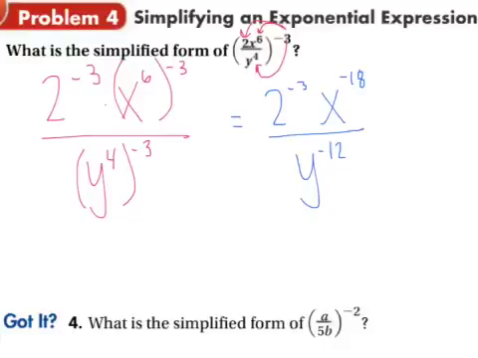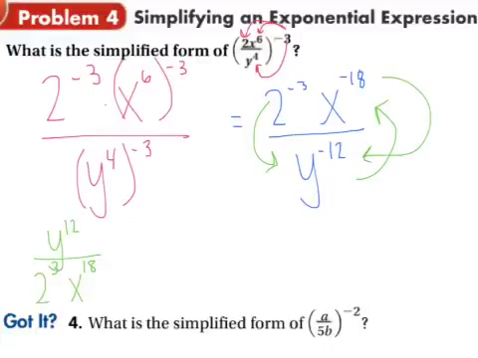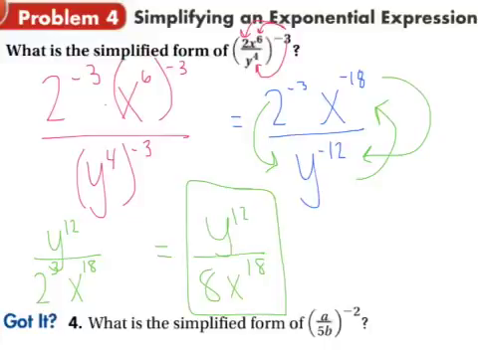Because all of these powers, 2 to the negative third, x to the negative 18, and y to the negative 12, have negative exponents, all three must be moved. So I'm going to be taking y to the negative 12, moving that to the numerator, and taking 2 to the negative third and x to the negative 18 to the denominator. I now have y to the 12th over 2 to the third, x to the 18th. The simplified form of this answer would be y to the 12th over 8x to the 18th. Now press pause in the video and go to Nearpod and complete Got It question number 4.